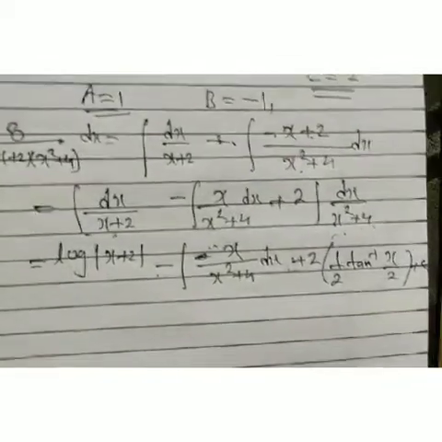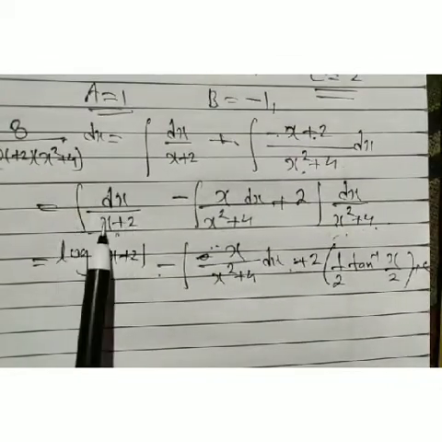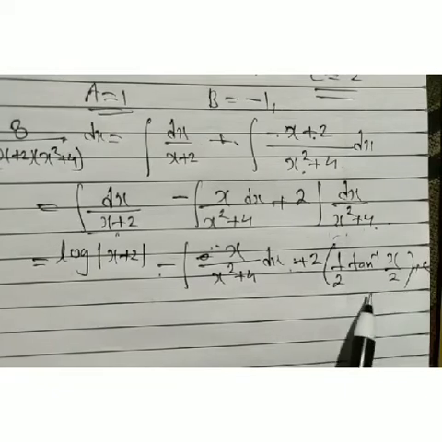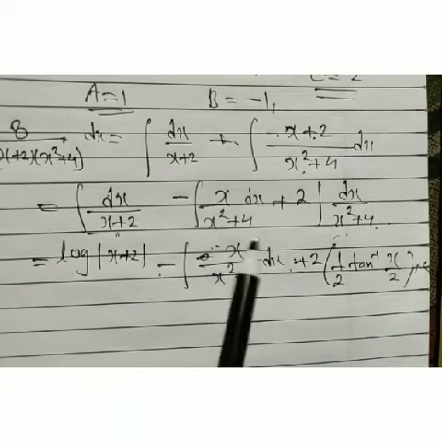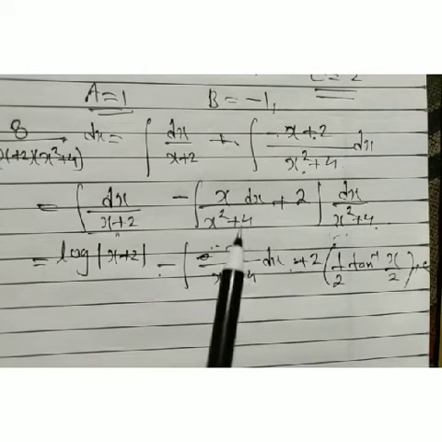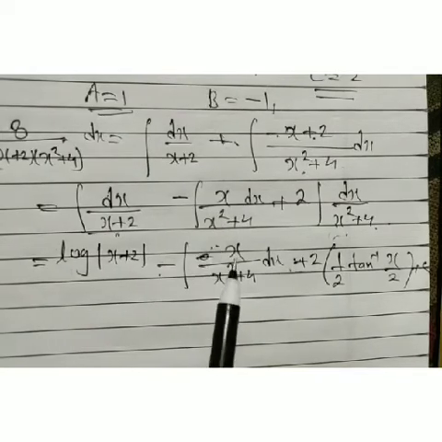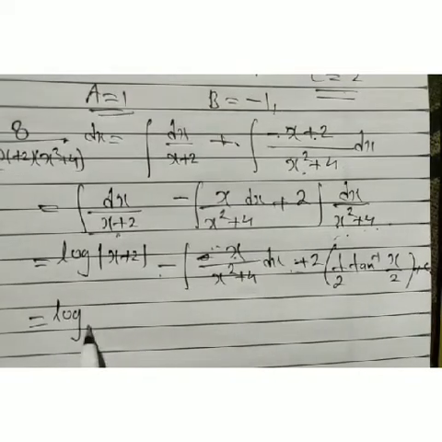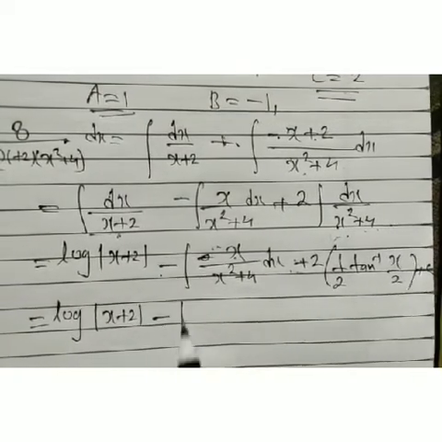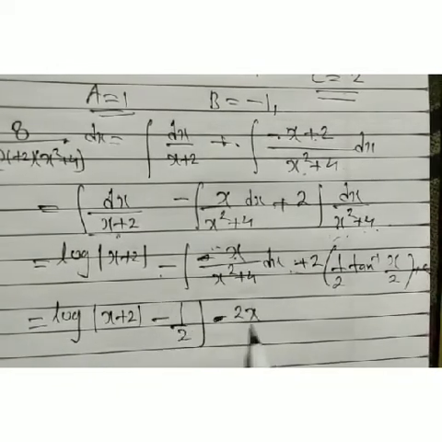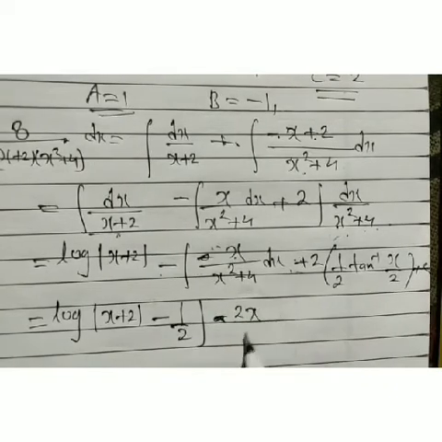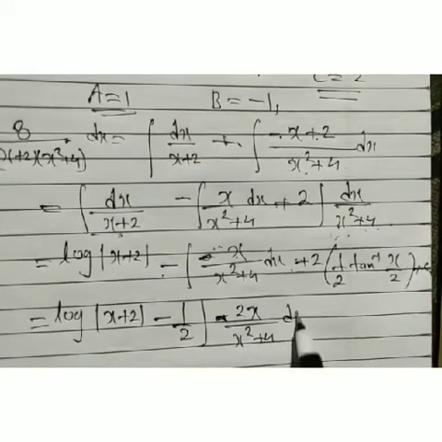Now we get the integral value of dx by x plus 2, and we get the integral value of dx upon x square plus 4. Now we have to find out the value for x square plus 4. When we differentiate x square plus 4, we have 2x, and here is x. So we multiply and divide by 2 there. Log absolute of x plus 2 minus 1 by 2 integration of, we take a minus, divide by 2 and multiply by 2, x square plus 4 dx.